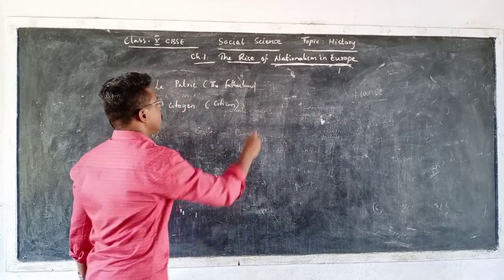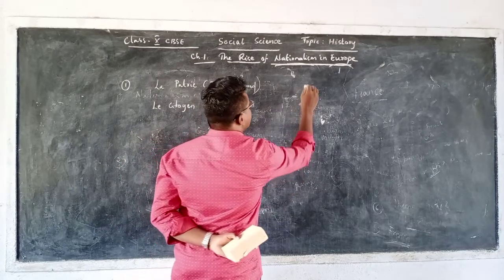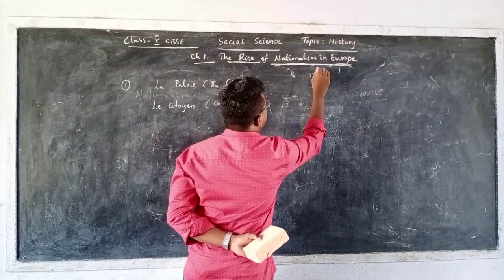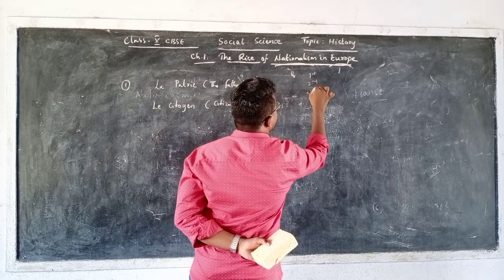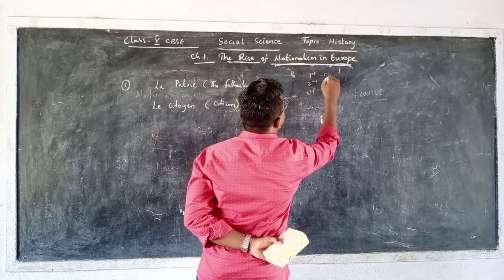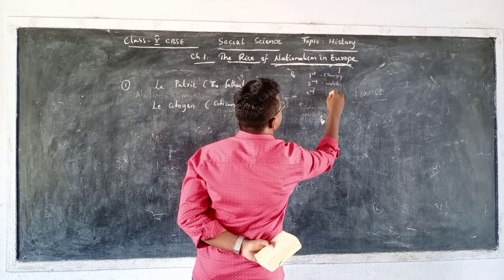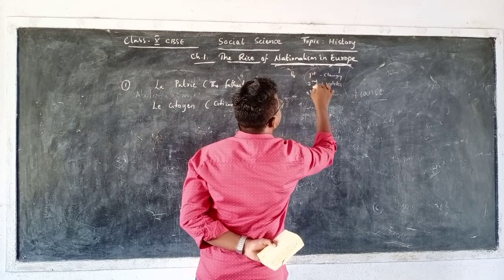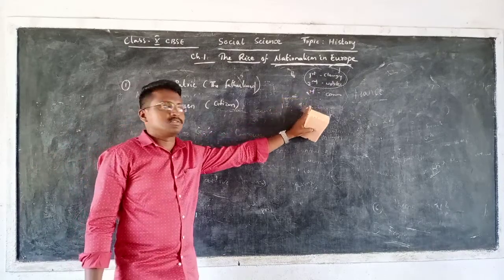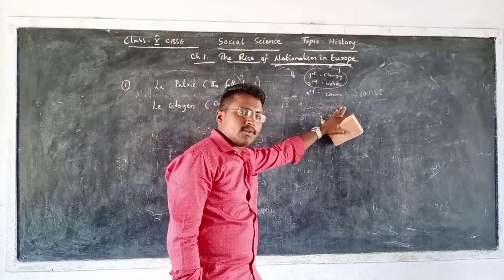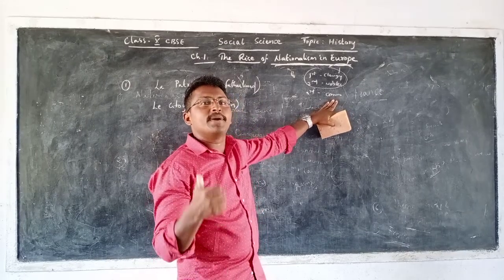Before the French Revolution, France was divided into three different estates. You might have learned this in your 9th class: first estate, second estate, third estate. The first estate was the clergy, the second estate the nobles, and the third estate the common people. All the rights and privileges were enjoyed only by the clergy and nobles. No rights were given to the common people, and at the same time, they were the only group of people who were paying taxes.